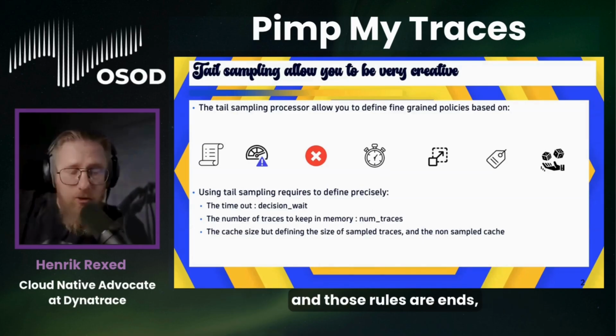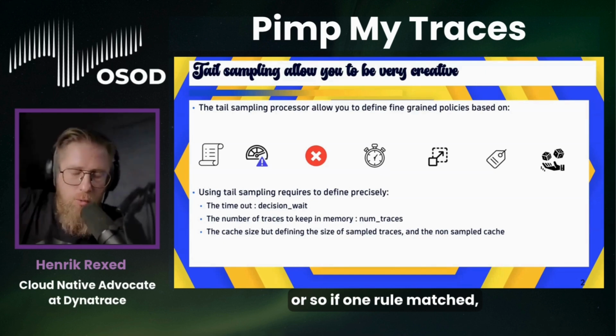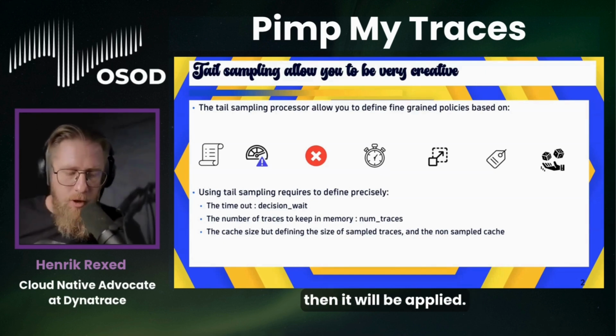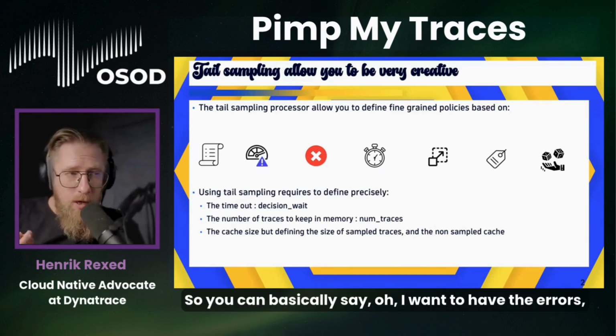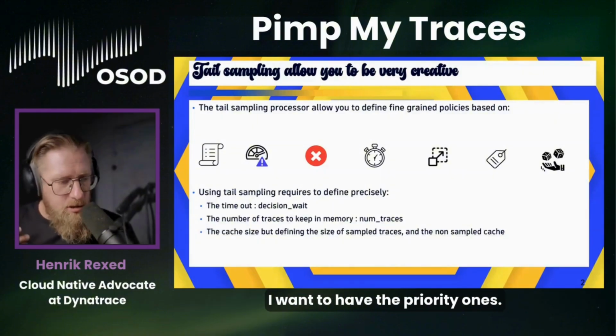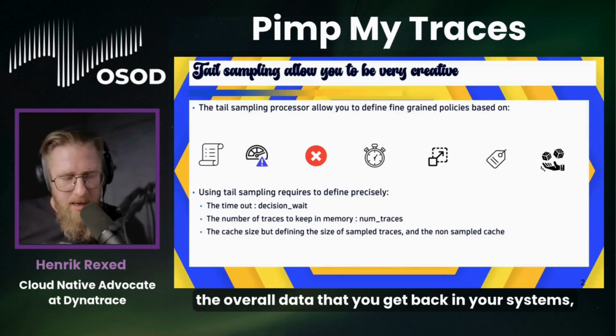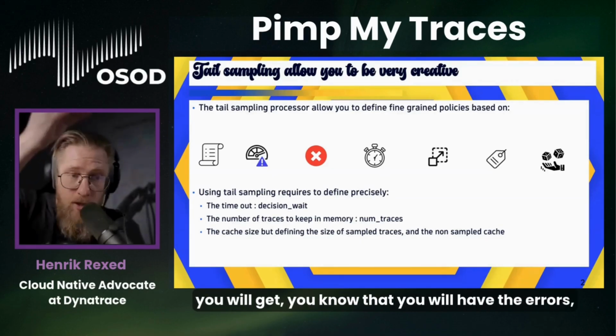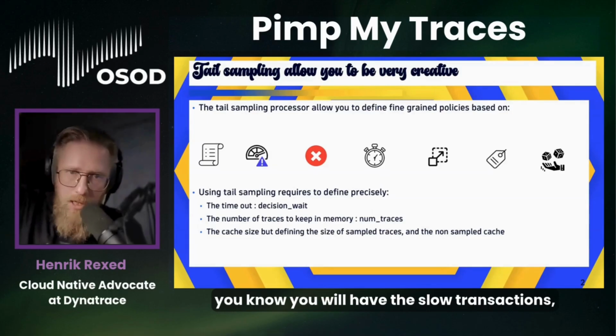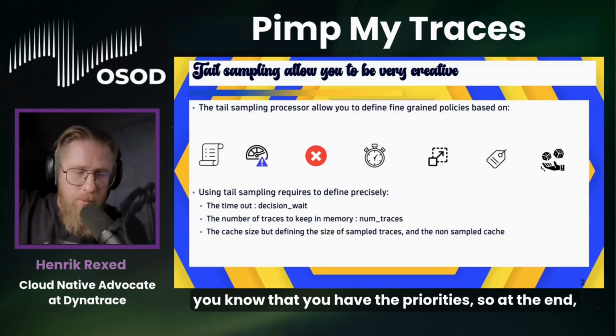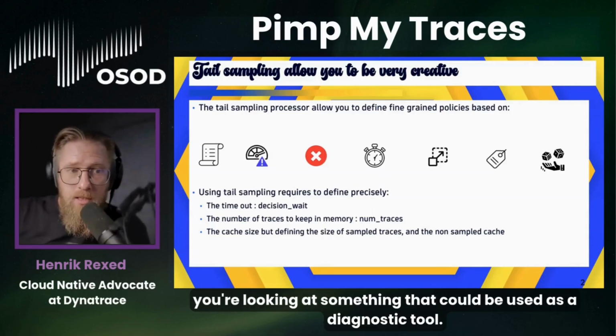And those rules are ORs, so if one rule matches, then it will be applied. So you can basically say, I want the errors, I want the slow transactions, I want the priority ones. You can be very smart. And at the end, the overall data that you get back in your systems, you will have the errors, you will have the slow transactions, you will have the priorities. So at the end, you're looking at something that could be used as a diagnostic tool.